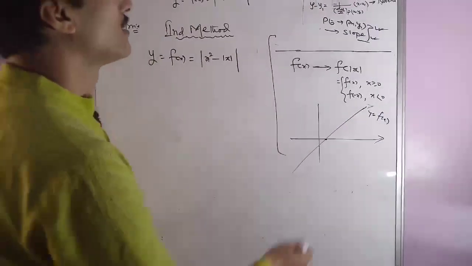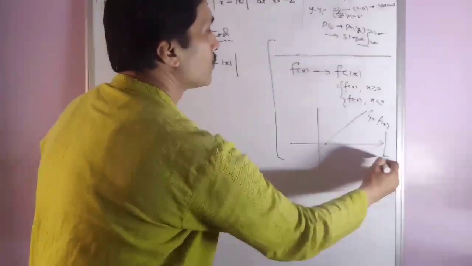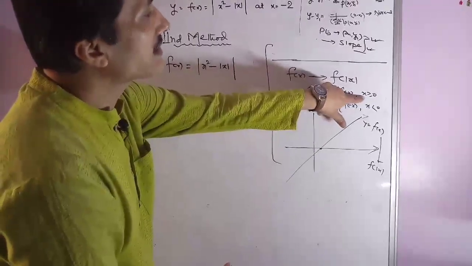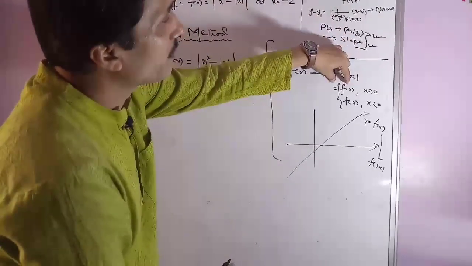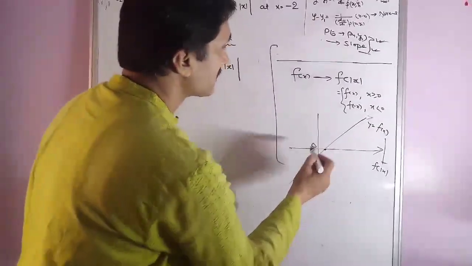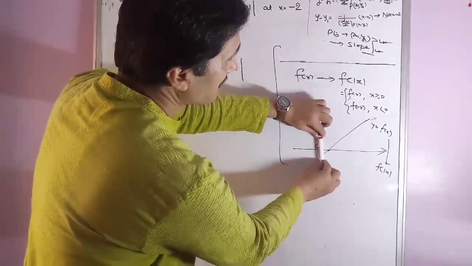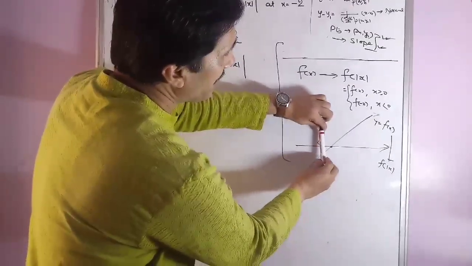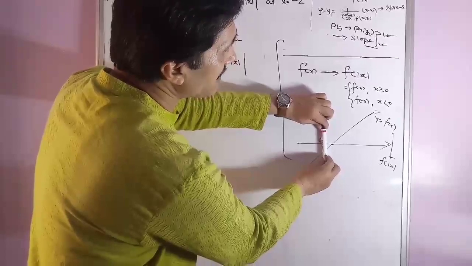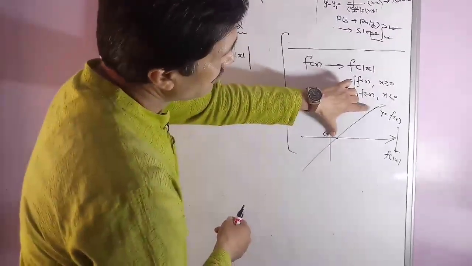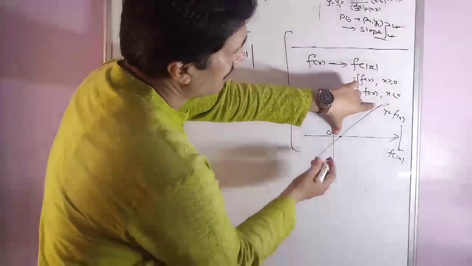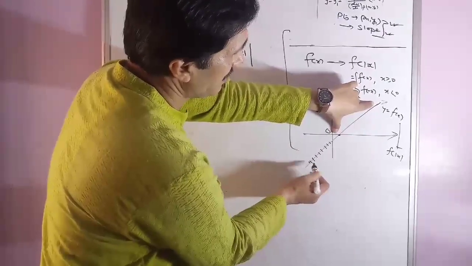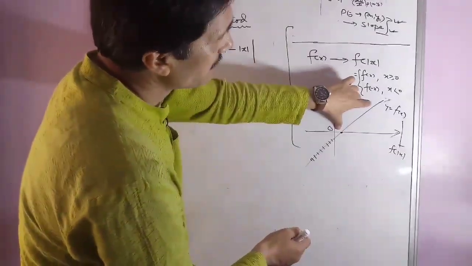If we want to shift the graph to f of mod x, here the technique is: for x greater than or equal to 0, f of mod x equal to f(x). We know to the right of y axis x is greater than or equal to 0. So we keep the portion of graph to the right intact. Here this portion will not be changed. We remove the portion of curve to the left of y axis.